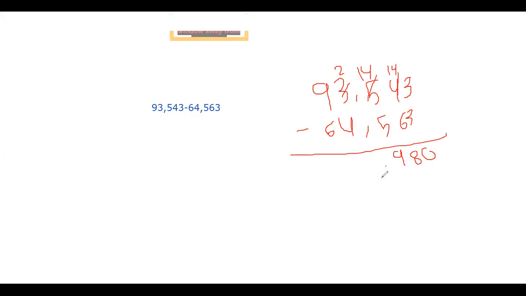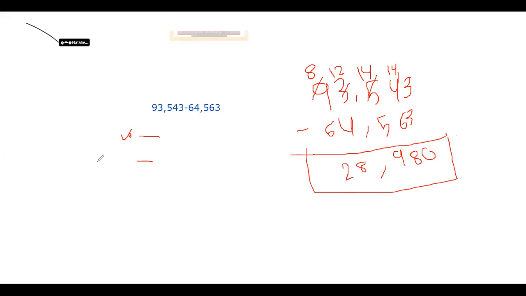Now 2 minus 4. 2, we don't have. We took from the 9, and the 9 will be 8. And this will be 12. Now 12 minus 4 equals 8. And at last, 8 minus 6 equals 2. That's it. When you're done with this, you will find 2 answers here. You will choose the correct one. Okay? Thank you.